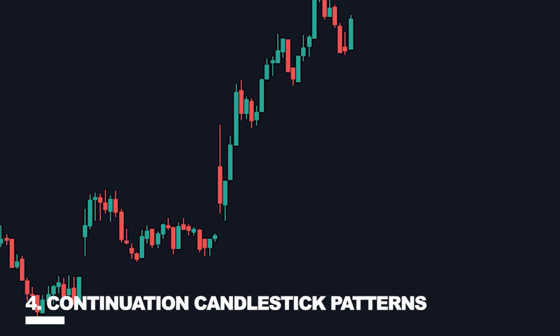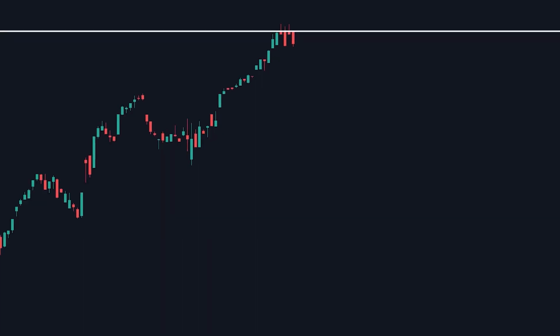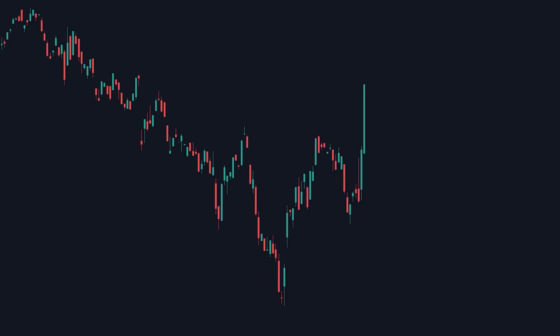Number 4. Continuation candlestick patterns. If a candlestick pattern doesn't indicate a change in the market direction, it is known as a continuation pattern. These can help traders to identify a period of rest in the market when there is indecision or neutral price movement.